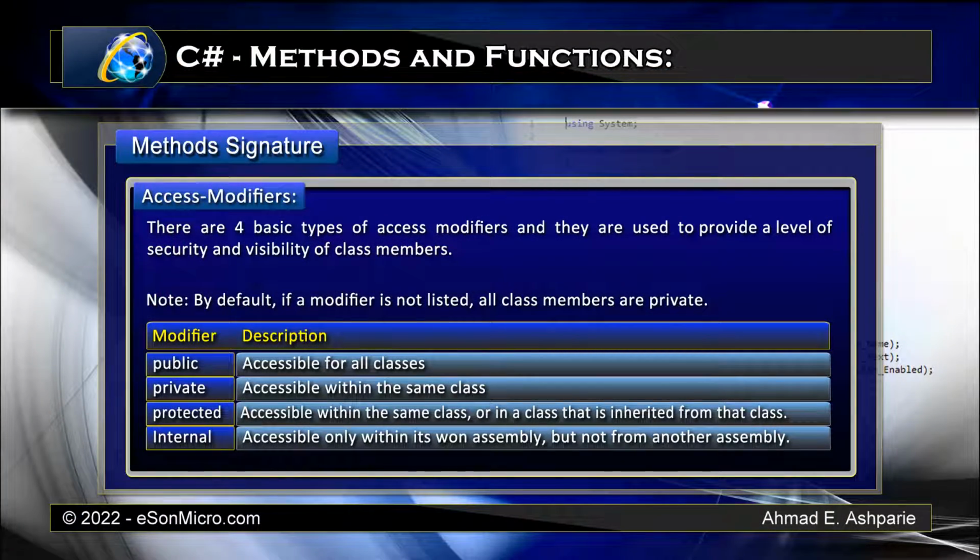Access modifiers. There are 4 basic types of access modifiers, and they are used to provide a level of security and visibility of class members. Public, accessible for all classes. Private, accessible within the same class. Protected, accessible within the same class or any class that is inherited from that class. Internal, accessible only within its own assembly, but not from another assembly. By default, if a modifier is not listed, all class members are private.